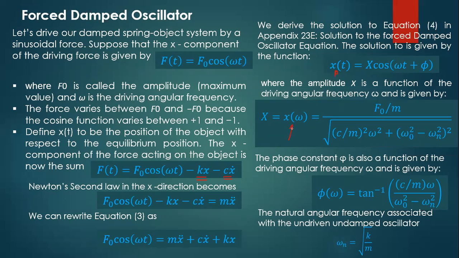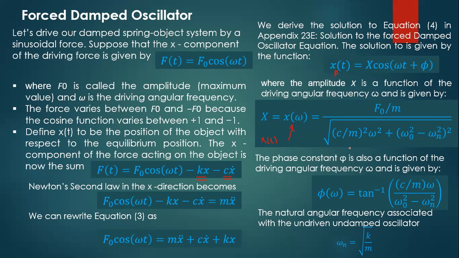Most of the time what we have learned is x(t), that is time domain, and F(ω) is the omega domain. So even here we can represent it in terms of omega. Using the frequency domain, X(ω) equals F0 over m over the radical of c squared ω squared over m squared plus (ω0² minus ω²) the whole squared. Here ω is the forcing frequency, and ω0 is the natural frequency.